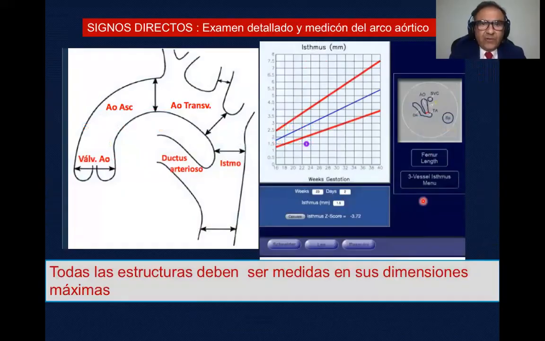The direct signs must be evaluated, and a detailed examination and measurement of the aortic arch must be performed. All structures must be measured in their dimensions at the level of the aortic valve annulus, the ascending aorta, the transverse aorta, the isthmus, the descending aorta, and also the ductus arteriosus, in order to compare the relationship between the isthmus and the ductus arteriosus. Normal: 0.78.